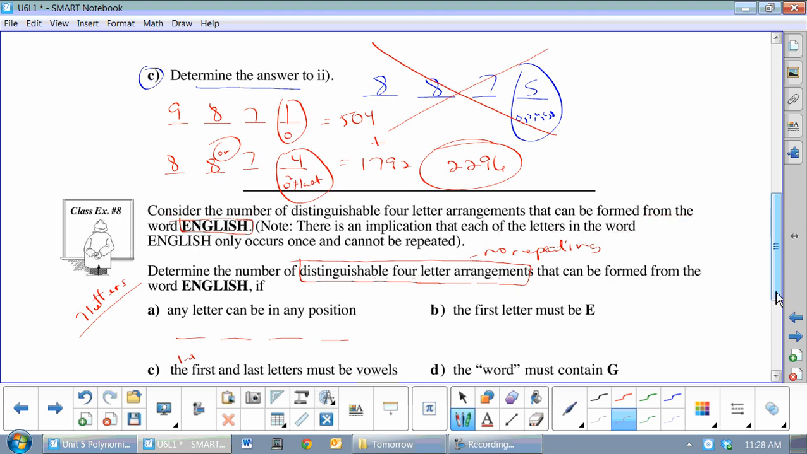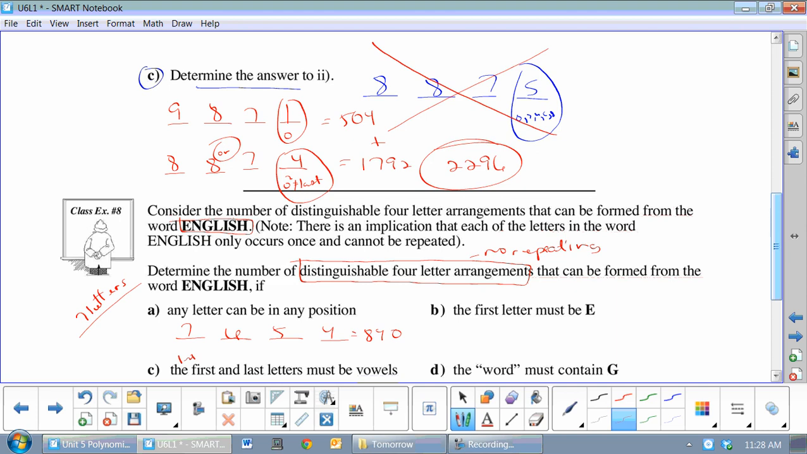Okay? So how many choices do I have for the first letter? 7. Okay, and I put it down. How many choices do I have now going in? 6, 5, and 4. So you have 840 different choices.